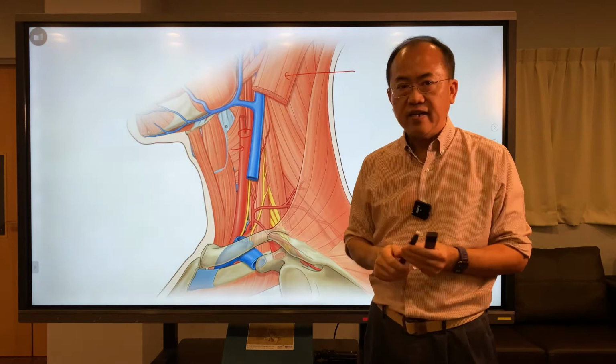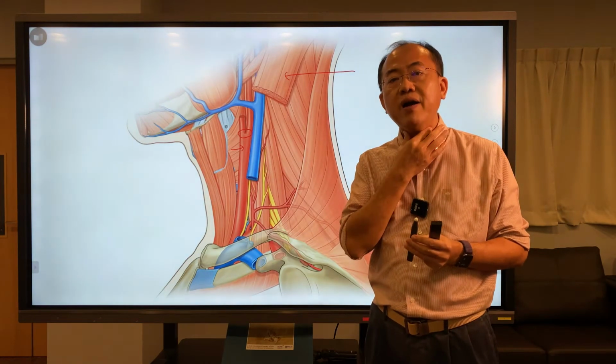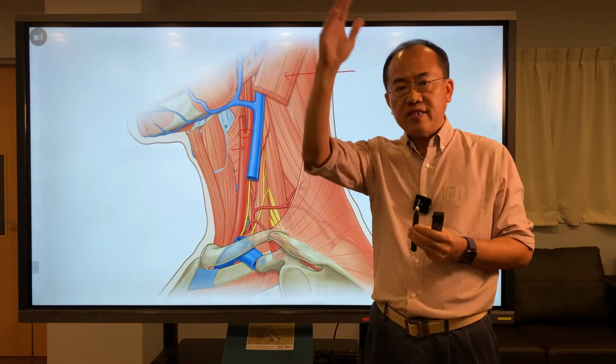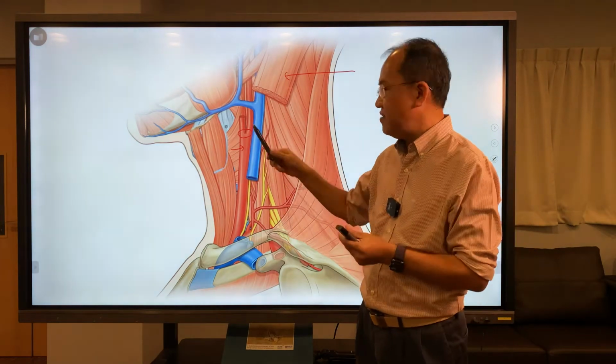This is a bifurcation. Where does the common carotid artery bifurcate? At which level? Any landmark? Right, at the upper border of the thyroid cartilage. Which cervicovertebral level was that? Yes, C4, at the level of C4.